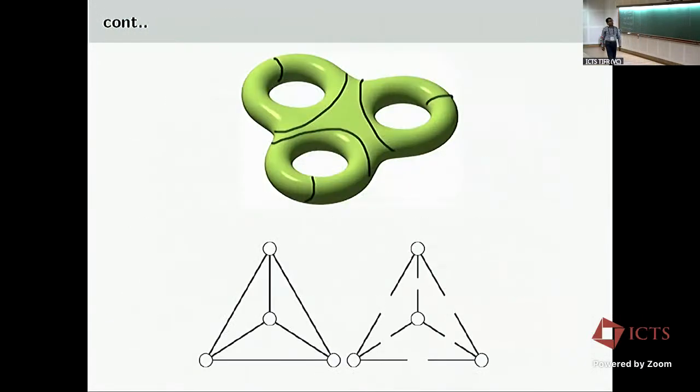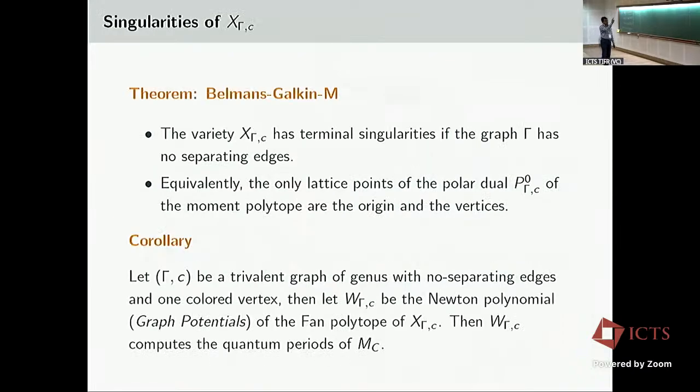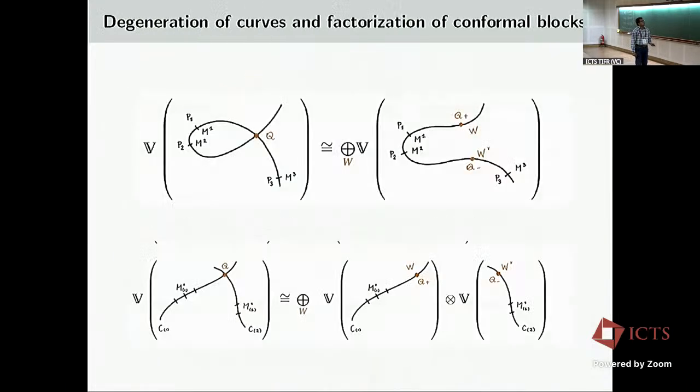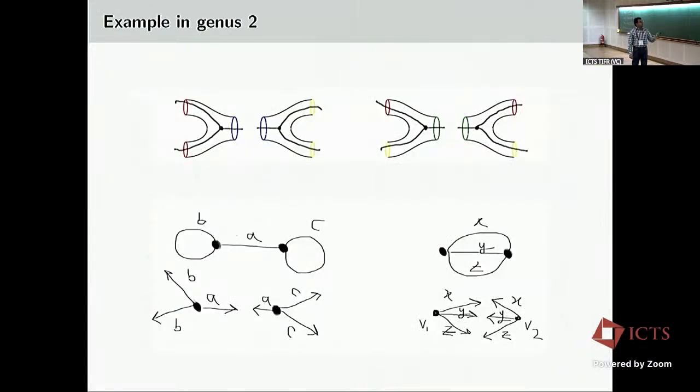Okay, so this is the corollary that we prove. This is a theorem that we prove, that the variety that you obtain by degenerating in this way has terminal singularities. That means the lattice points of the polar dual of the moment polytope are just the origin and the vertices. And this is not always true. This is only true if the graph has no separating edges. So for example, if you look at the dumbbell graph, it's not true.